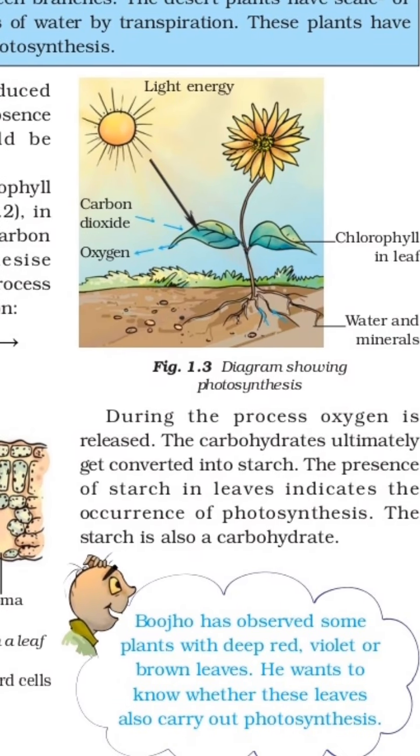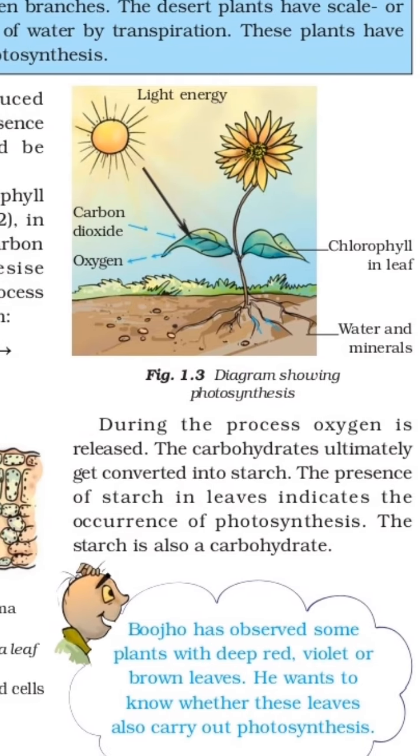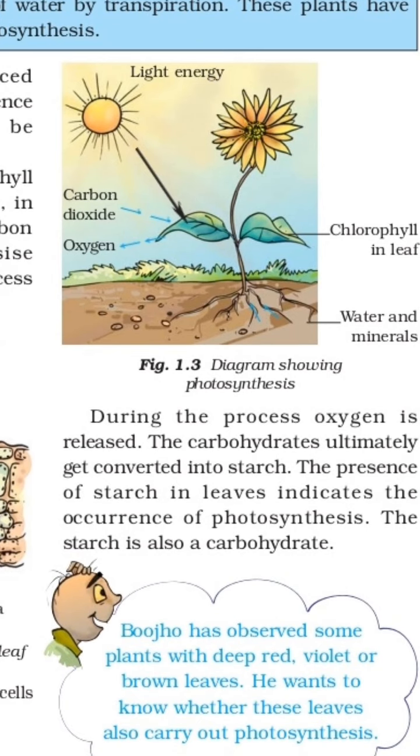Next, during this process, oxygen is released. The carbohydrate is ultimately converted into starch, and the presence of starch in leaves indicates the occurrence of photosynthesis. Starch is also a carbohydrate. Now we have already learned this whole photosynthesis process.